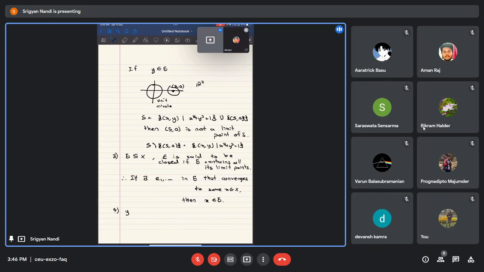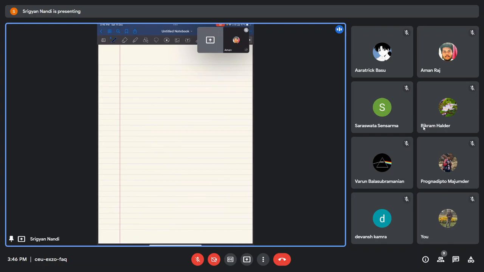A point y belonging to E is said to be an interior point if and only if there exists an open r-ball N_r(y) centered at y so that N_r(y) is a subset of E. If we had a set on R2 where y lies on the boundary, we cannot say that y is an interior point of E, because any r-ball that we take, no matter how small or big, will always have a region outside the boundary. So to lie in the interior, it is necessary that you have an r-ball, a neighborhood, entirely contained within that set.